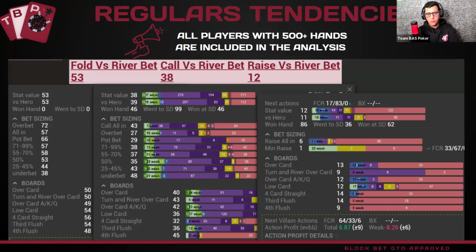against the recreational. So if you did improve on the river to a straight, for example, you know that he's not going to bet, you go for a shove or a big bet. If you have a hand that needs protection, you want to use a block bet, you go for a 20% sizing, 15% sizing. This is definitely fine.